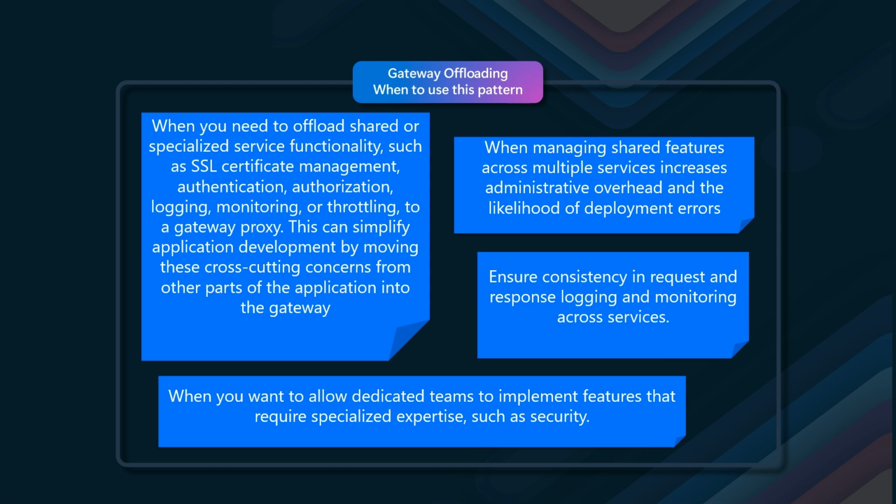administrative overhead. So when managing shared features across multiple services increases administrative overhead and the likelihood of deployment errors, offloading these features to a gateway can reduce the need to configure, manage, and maintain them across all services, simplifying updates and reducing the risk of errors. When you need to handle complex security tasks such as token validation, encryption, and SSL certificate management, offloading these tasks to a gateway allows dedicated teams with specialized skills to manage them, ensuring security is not compromised.